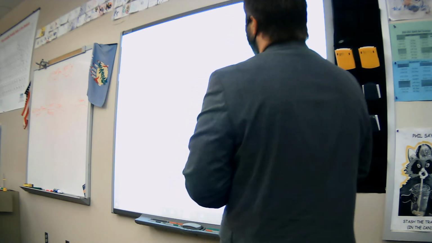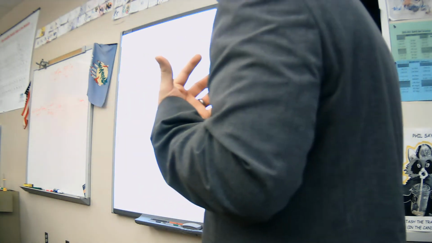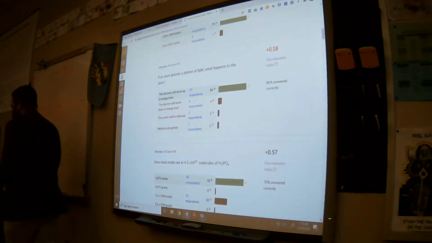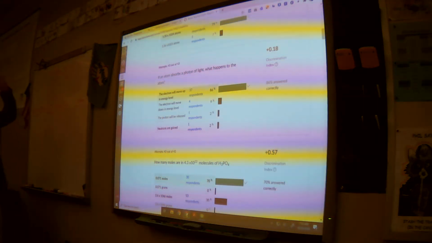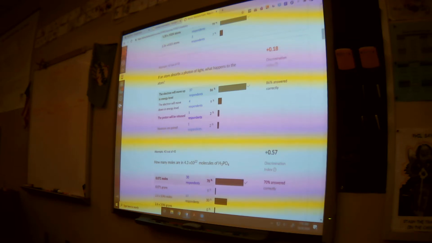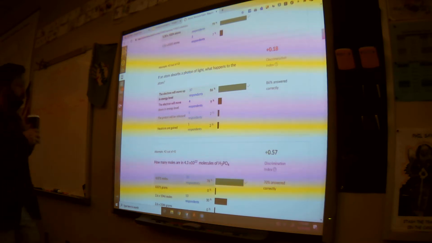All right, if an atom absorbs a photon of light, what happens to the atom? Electrons go up in energy level, down in energy level, protons released, neutrons are gained. So remember, if you're absorbing light, you're absorbing energy. If all of a sudden I gain a whole bunch of energy, do you think my energy level is going to go up or down? Up. So, there's that.